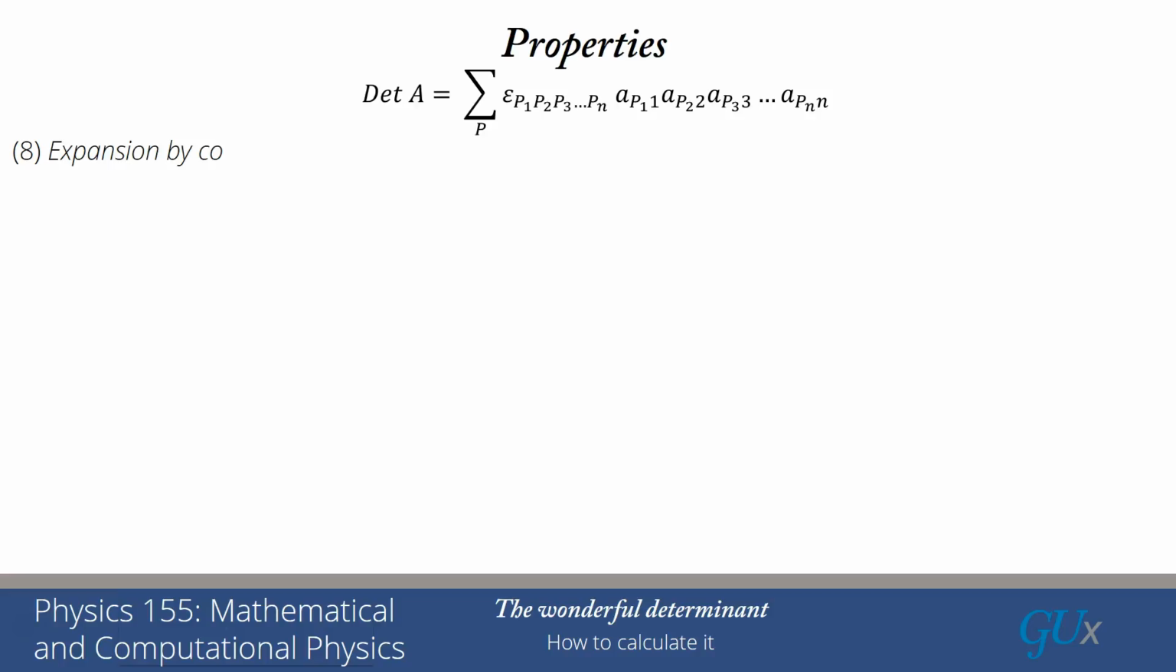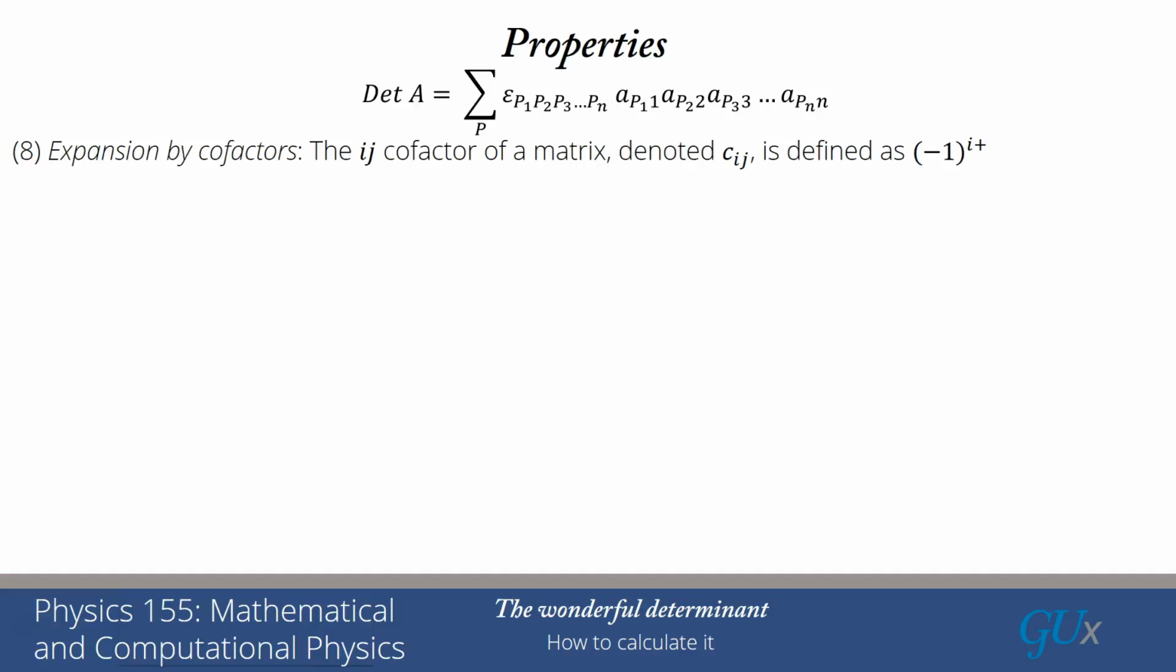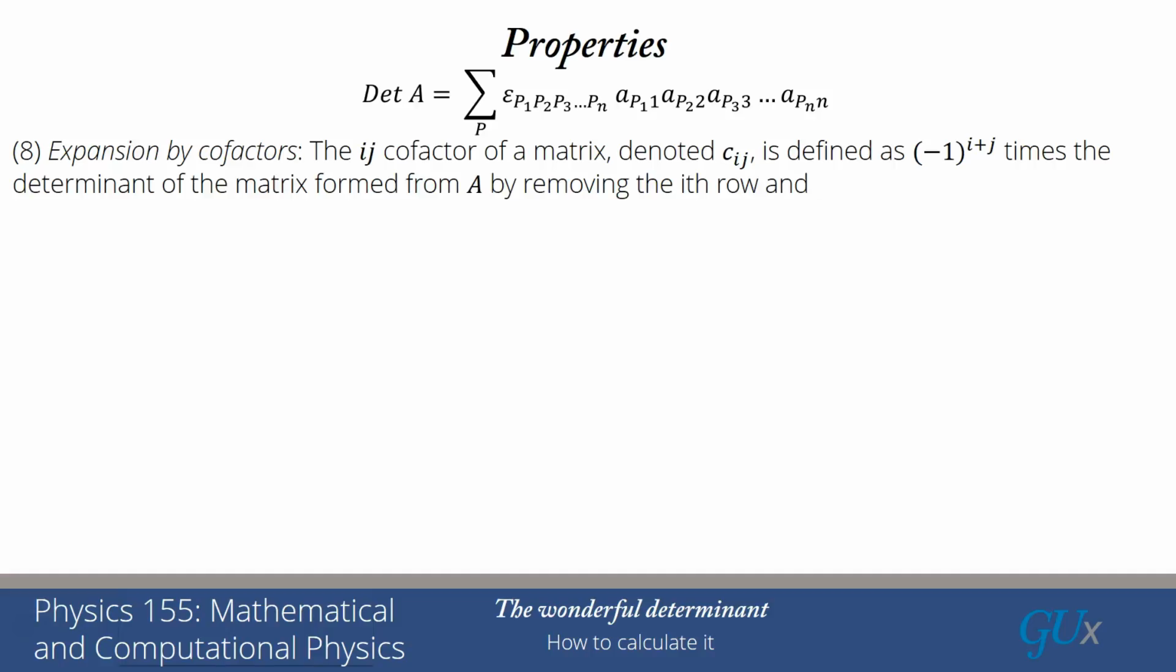All right, moving right along, there's another way that we can calculate the determinant. It's called an expansion by cofactors. We have to first define what a cofactor is. So the ij cofactor of a matrix, which we call C sub ij, is defined as minus 1 raised to the i plus j power times the determinant of the matrix formed from A by removing the ith row and the jth column.